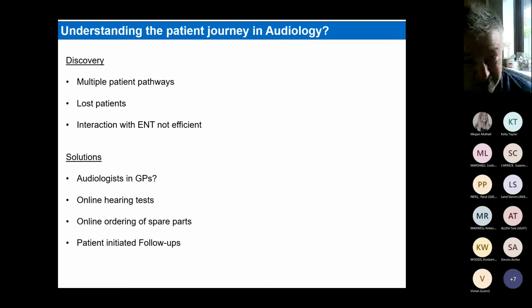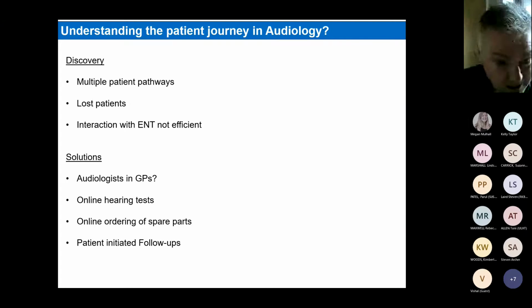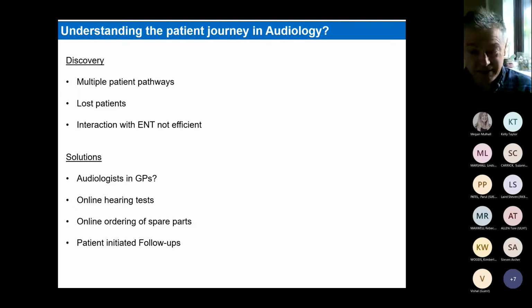What they discovered during the 10 weeks we worked with them was they got patients on multiple pathways. They've got lots of lost patients. So that's patients who come in, have 1 appointment or 2 appointments, and then just disappear. What they found was the interaction with the ENT, our ear, nose and throat, was not efficient, certainly for the paediatric patients with glue ear. So there was a lot of patients, children being passed from audiology to ENT, back to audiology, back to ENT.